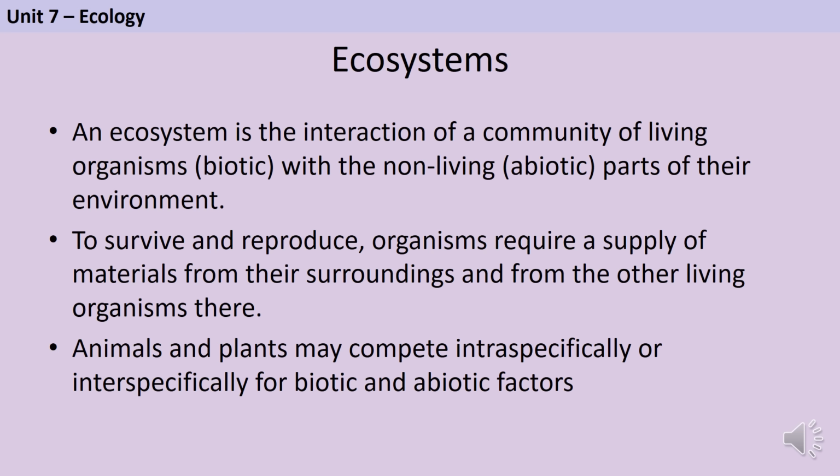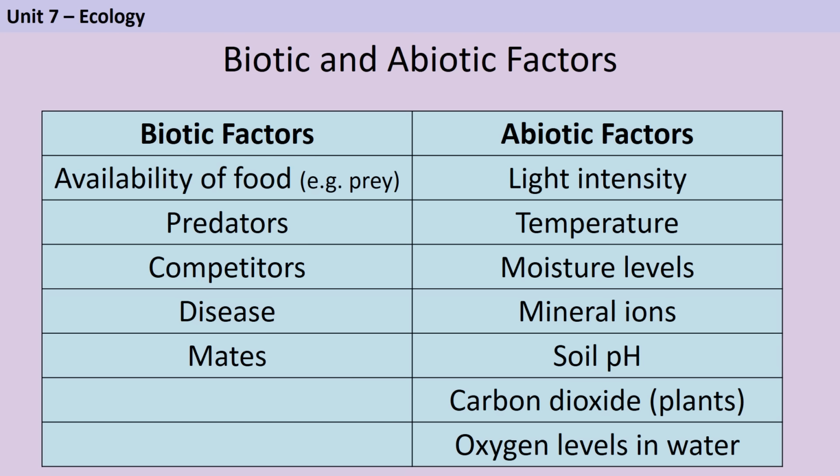An ecosystem is the interaction of a community of living organisms, or the biotic factors, with the non-living or abiotic parts of their environment. To survive and reproduce, organisms require a supply of materials from their surroundings and from the other living organisms that live there. Animals and plants may compete either within their species or intraspecifically, or between different species interspecifically, for both the biotic and abiotic factors. So where an organism is able to live and survive and thrive is going to be based on a combination of biotic factors and abiotic factors.